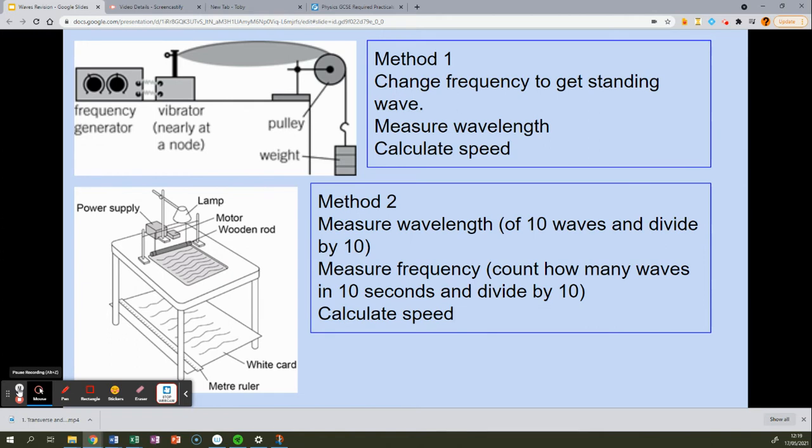The second method involves using a ripple tank, which is full of water, with an oscillating motor causing a wooden rod to bounce up and down, creating waves.